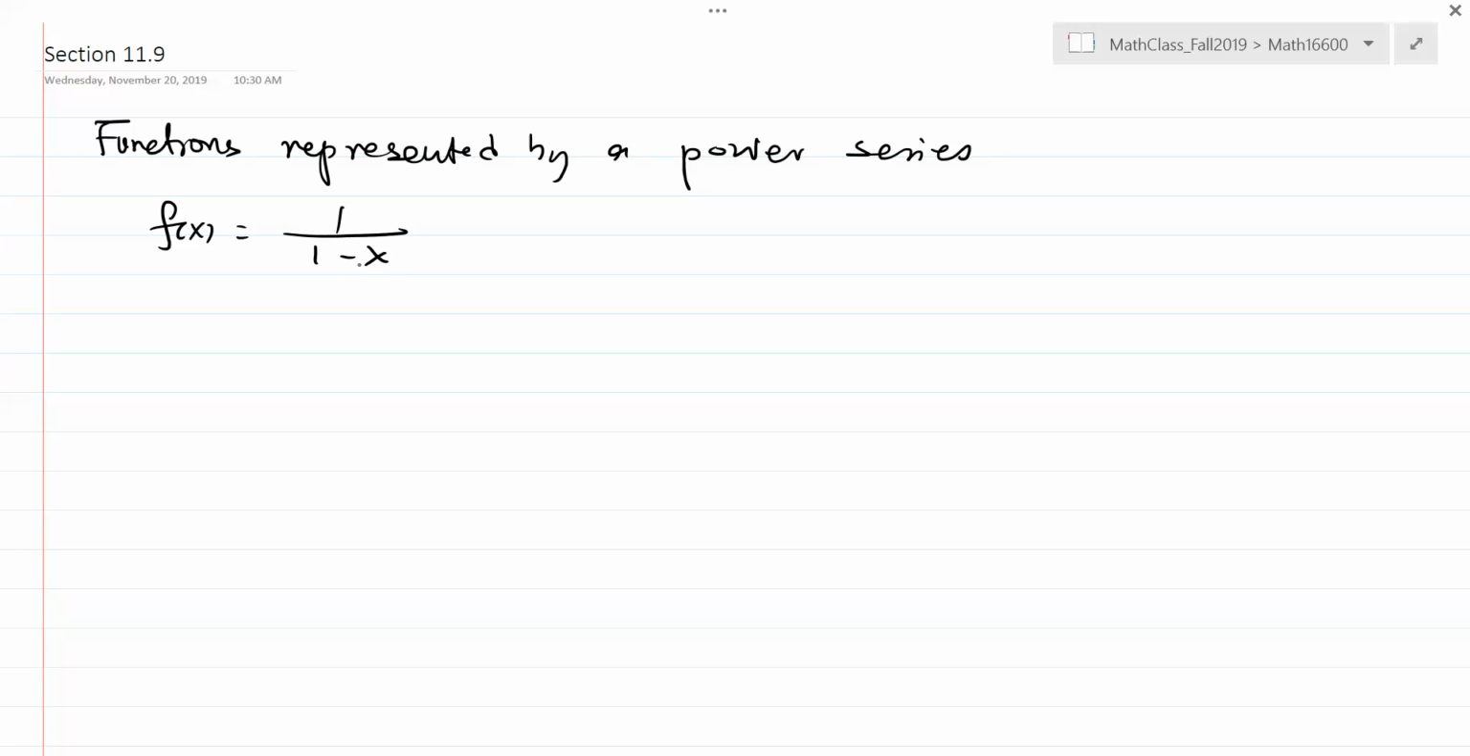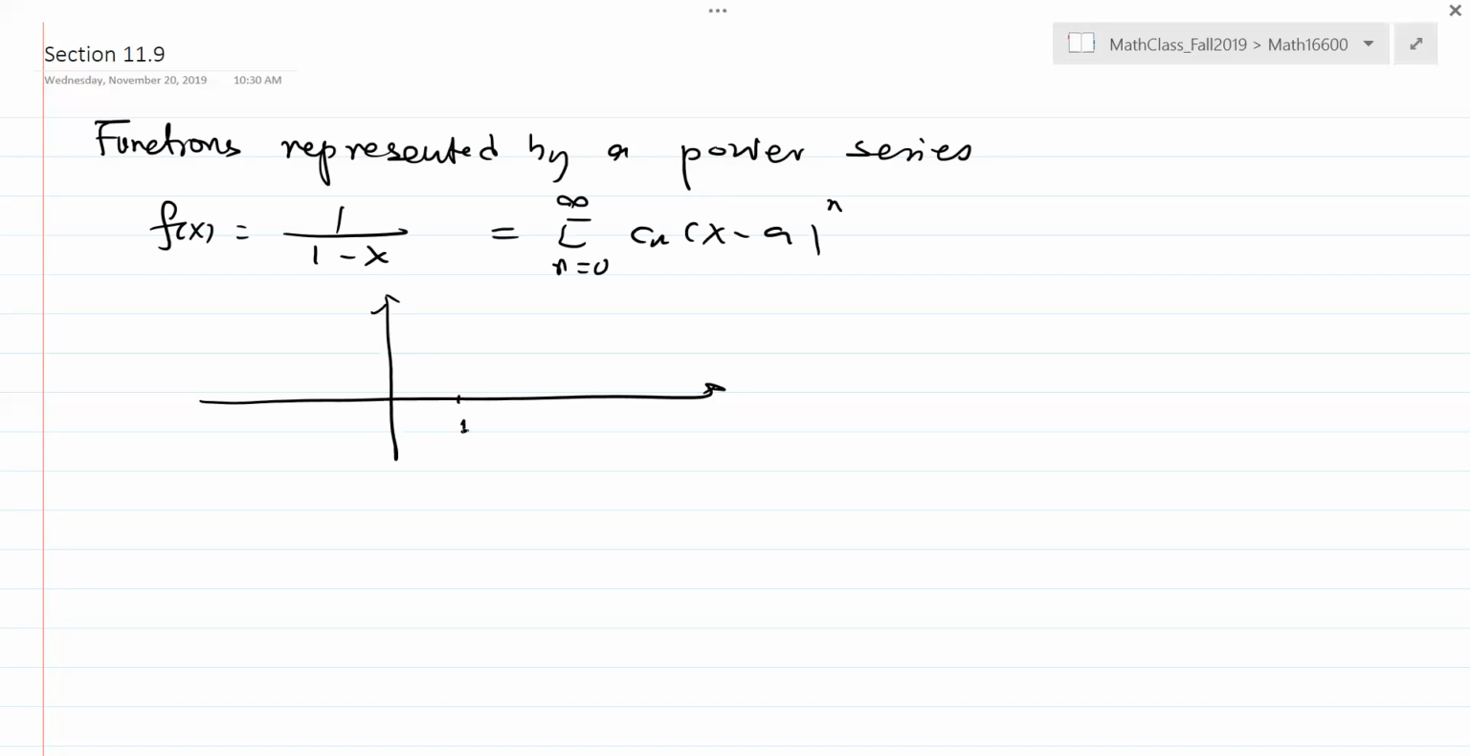A power series must be in this form, where a could be any point. So this is a coordinate line, and this is a function, and here's 1. The graph of this function: when x is greater than 1, it's below the axis. When x is less than 1, it goes like that. This is the point 1. When x equals 0, the value is 1. So this is the function.